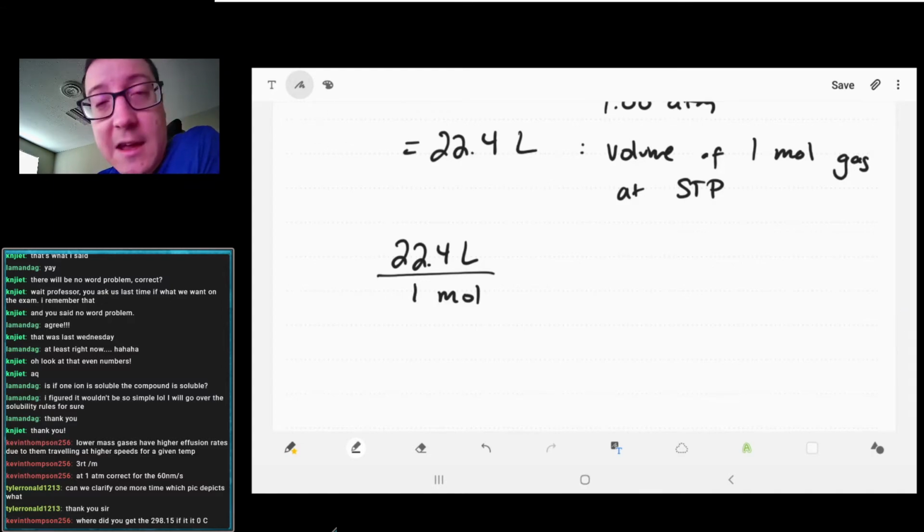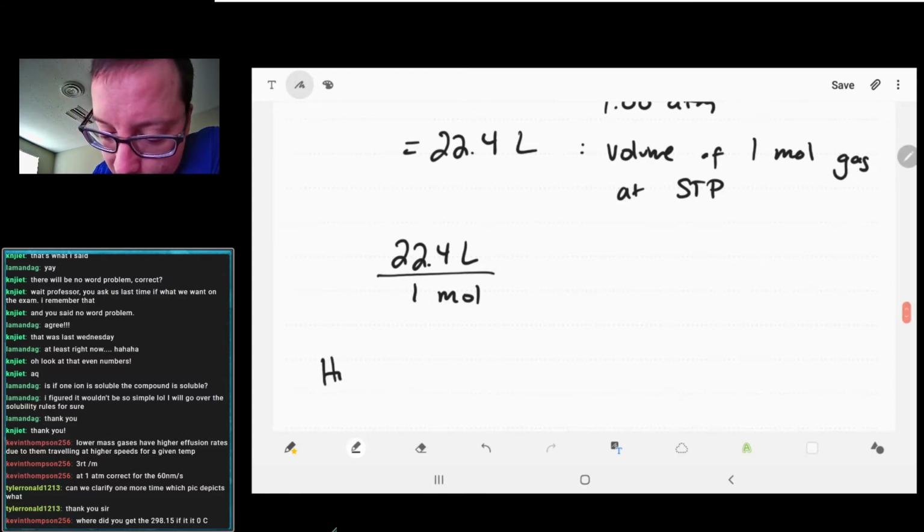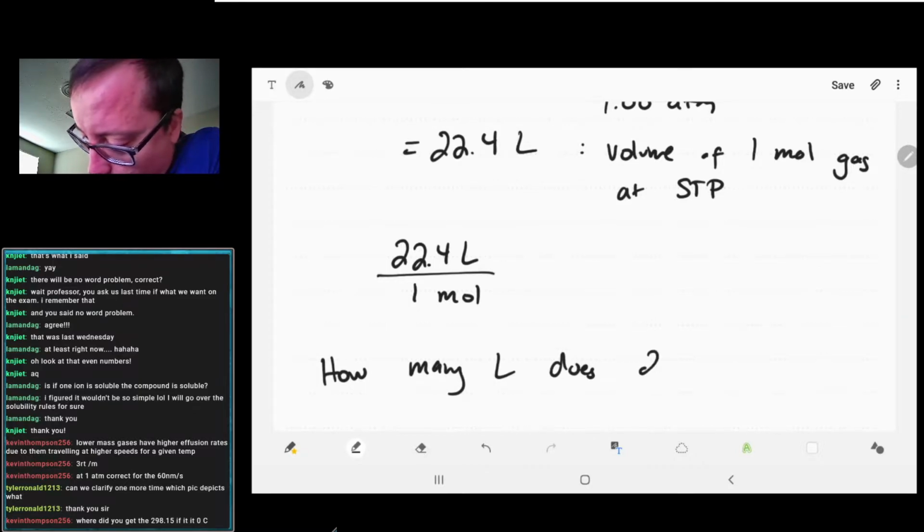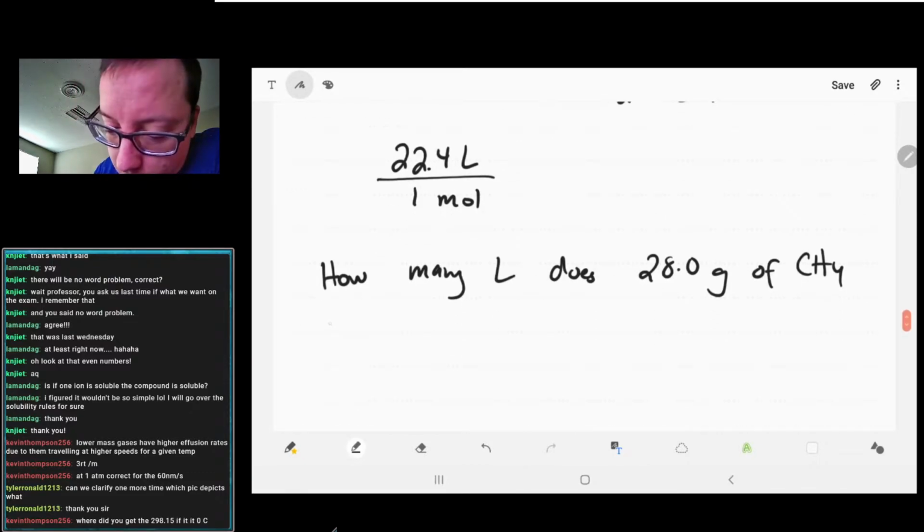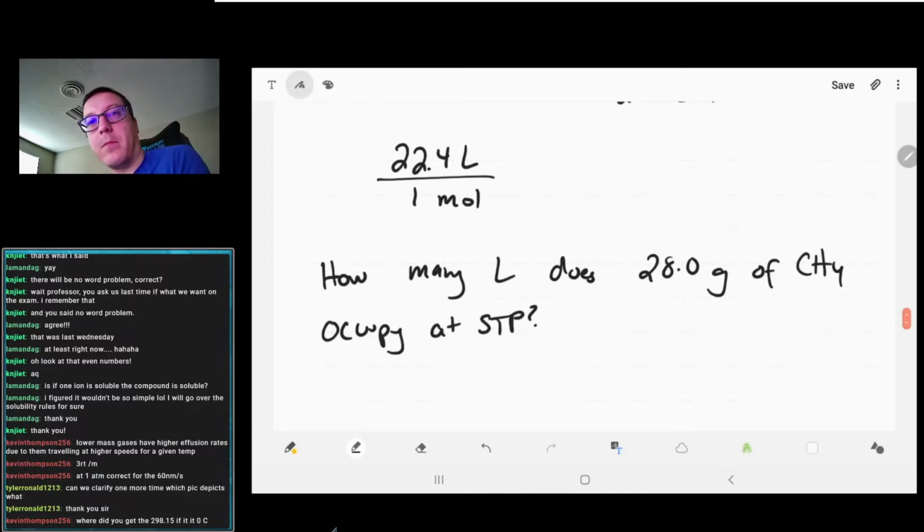Let's go ahead and work with this. By the way, 22.4 liters is approximately 1 cubic foot, thereabouts. So it's like a cube of roughly those dimensions. I used to have one that would show it, but COVID.